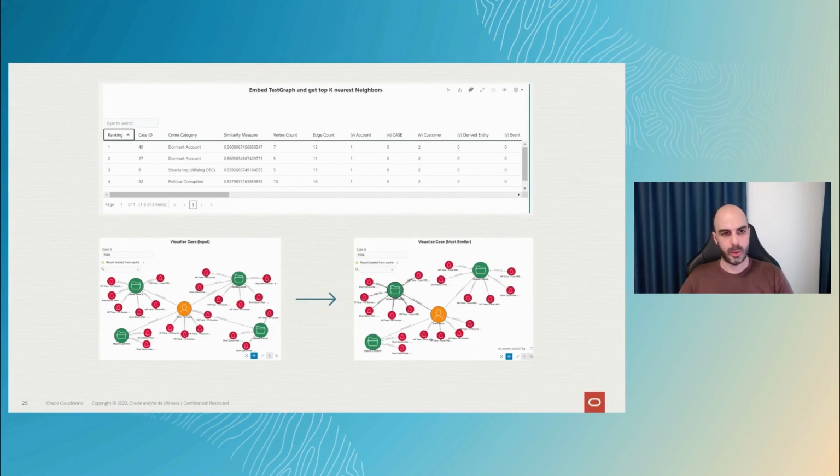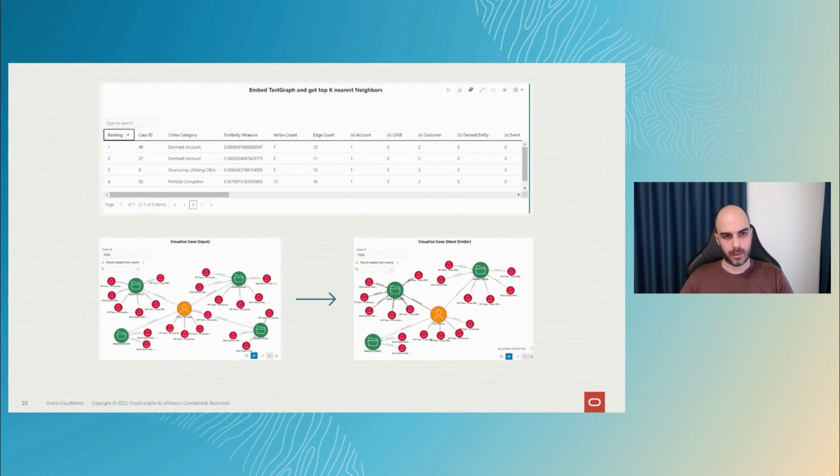Here are a few screenshots of how this would look in the Investigation Hub notebooks. On the top, you can see how we list the similar cases. You can see what the crime type is, how similar those cases are, and then a few statistics that could help you understand why those cases are similar to the case under investigation.